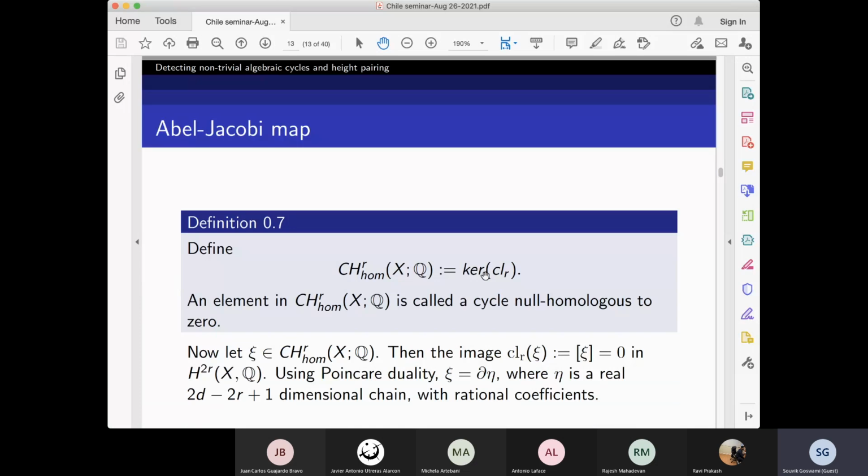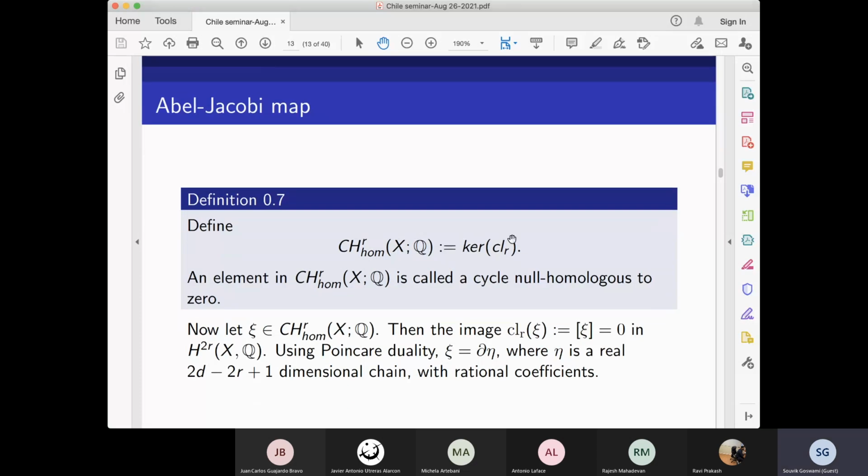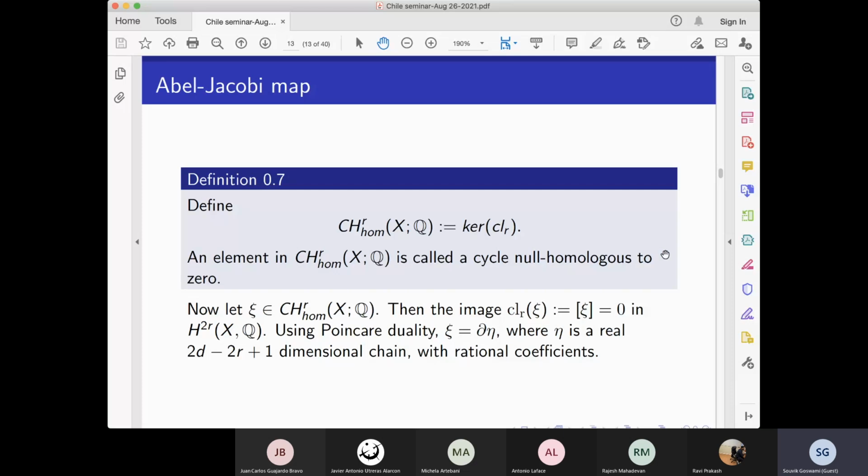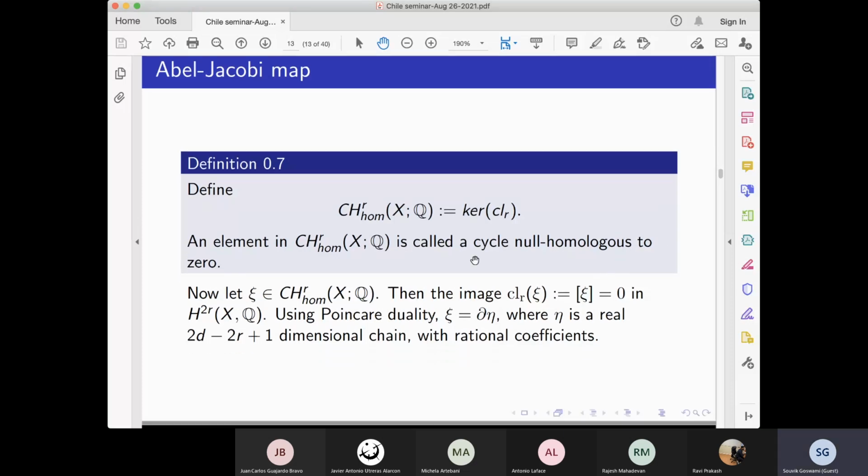So let's call the kernel of the cycle class map with this notation. These are called cycles homologous to 0 on X. Again, a typo: either call it null homologous or homologous to 0. This term comes from the homology, of course. So this is the point: suppose you have an element which is homologous to 0. Of course the image is 0 in H^2R of X.